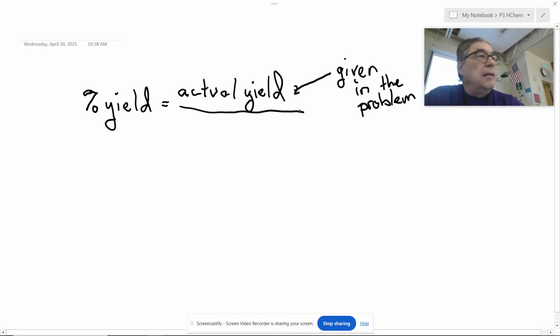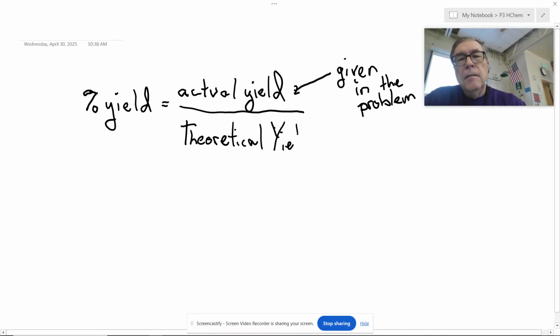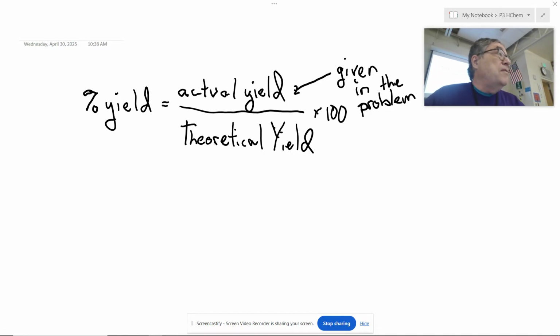It is the actual yield divided by theoretical yield. And in order to be a percentage, you have to multiply that fraction by 100. That's what makes it a percentage. By the way, if you were calculating parts per thousand instead of parts per hundred, what would you multiply by? 1,000. What if you were doing parts per million? What if you were doing parts per billion? It's the same idea, just that for parts per billion, usually they're talking about a much smaller number. Okay, so that is percent yield.